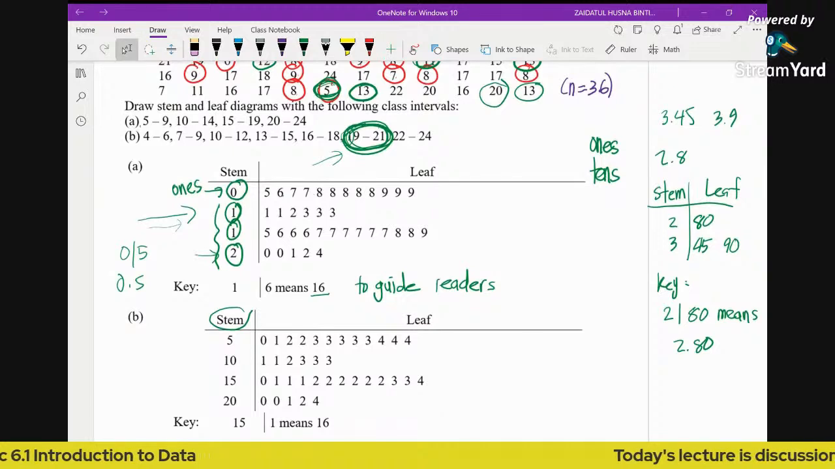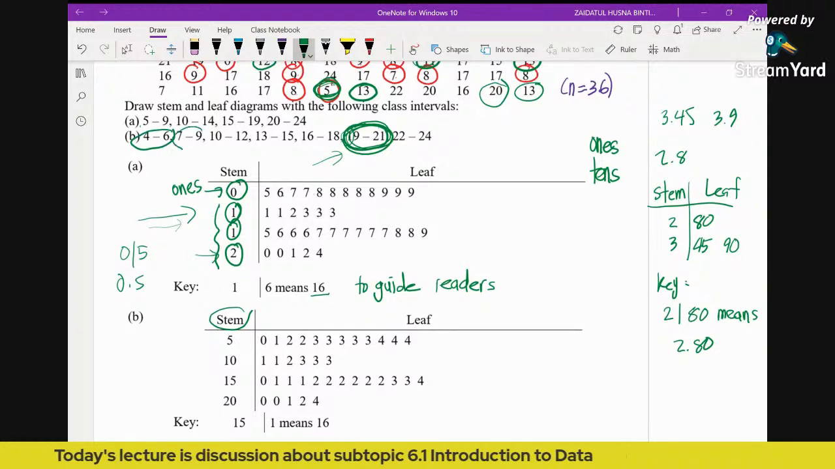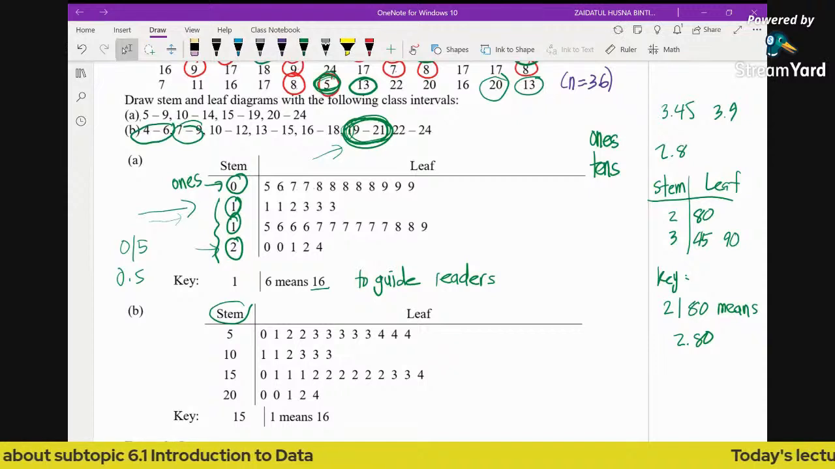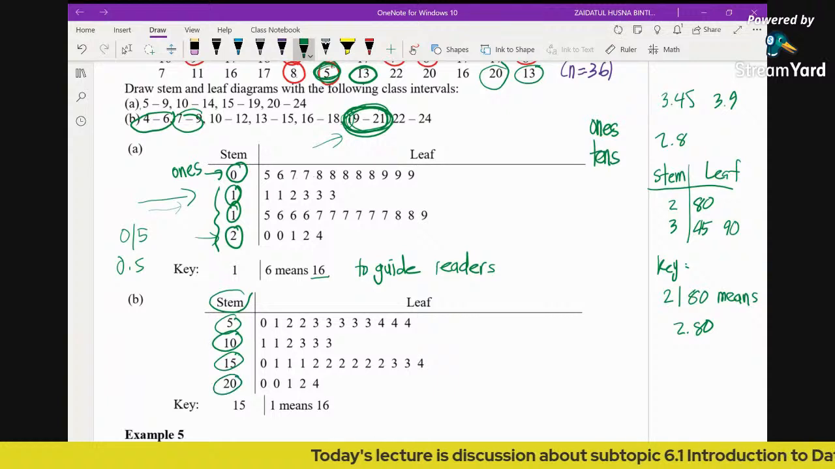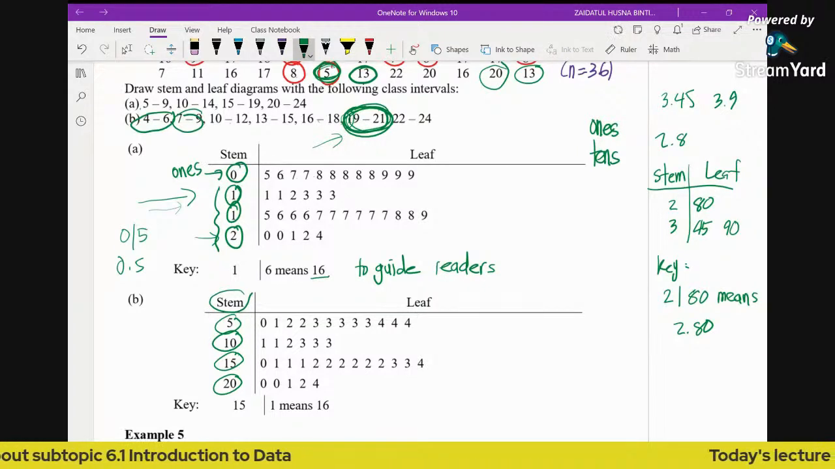So now the stem can be chosen using the lowest value here. For example, if you notice, for the 4 to 6, 7 to 9, we will choose, for example, this one will begin with 5, 10, 15, 20. So this 4 will represent this 1, 2, 3, 4, 5, 6, 7.